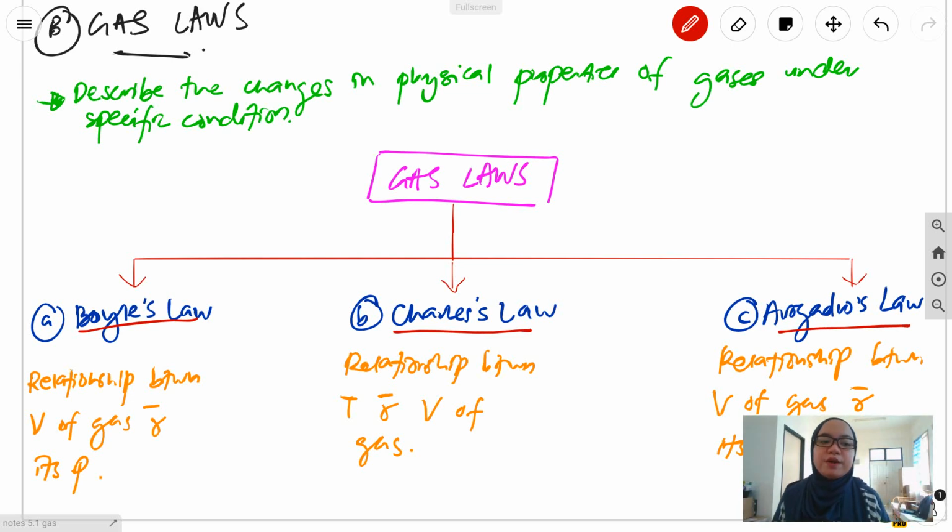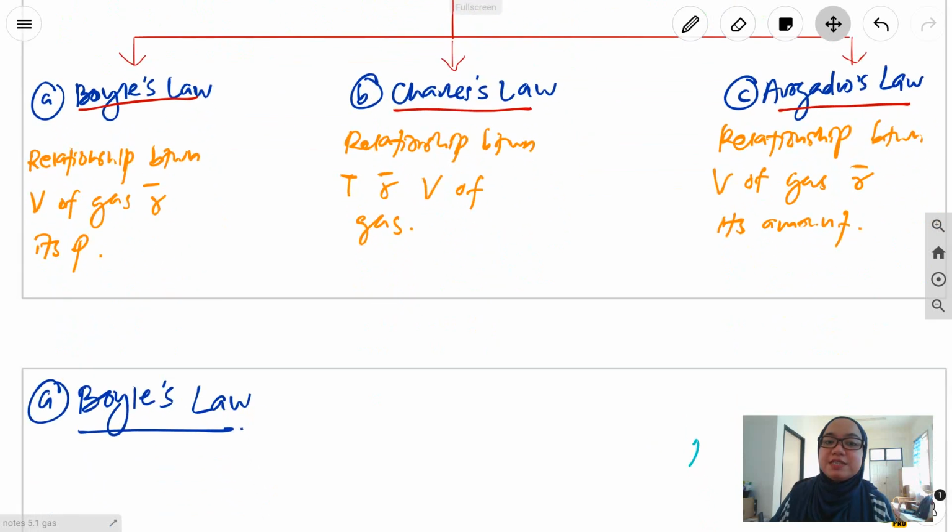So let's see what Boyle's law is. Boyle's law explains the relationship between the volume of gas and its pressure. We are going to look into more detail after this. Next, Charles' law explains the relationship between the temperature and the volume of gas. And lastly, Avogadro's law explains the relationship between the volume of gas and its amount. So we are going to look at each of these gas laws.